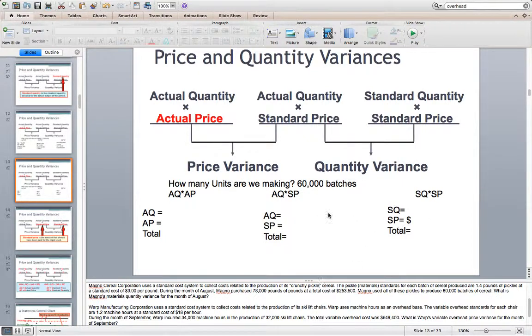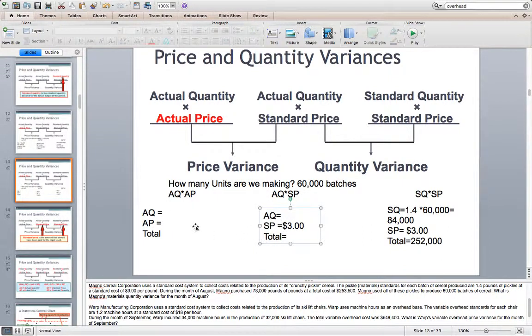So remember our standard quantity is in a total amount. They told us 1.4 pounds per batch. So that's on a per unit basis. So we need to times that 1.4 pounds by the number of units. So 1.4 times 60,000 is 84,000. 84,000 pounds is our standard quantity. And it says the standard cost, they just gave that to me, is $3. So we times 84,000 by $3 is 252,000. Standard price, like I said before, $3.